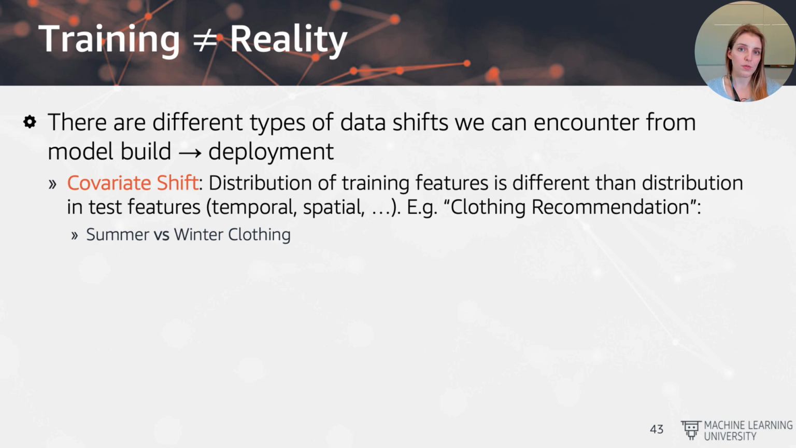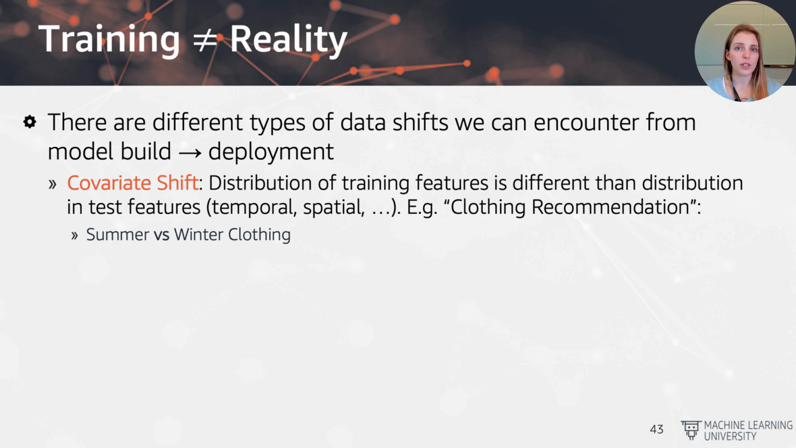One of the types of shift that I want to talk about now is the so-called covariate shift, whereby the distribution of the training features is different than the distribution of the test or production features. And as I just mentioned, that could have many reasons. The most common ones would be a temporal or a spatial shift. So basically time moved on, or we're looking at different geographic regions and different populations.